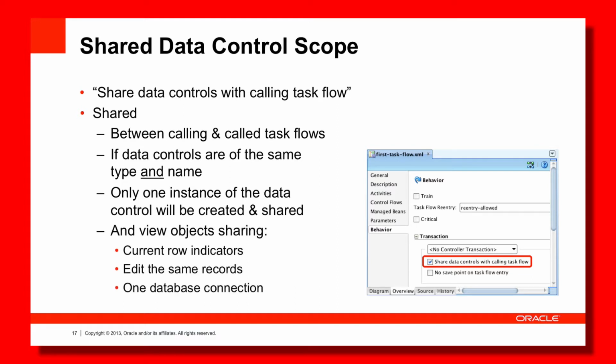Ultimately, this means that the view objects of the underlying ADF BC data control will not only be shared, there will only be one of them in memory, they will have the same current row indicators, you'll be editing the same records, and ultimately using one database connection under the covers to connect to the database, because again, there's only one data control instance shared across the two bounded task flows.